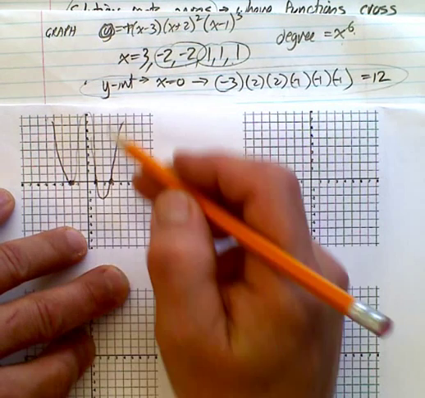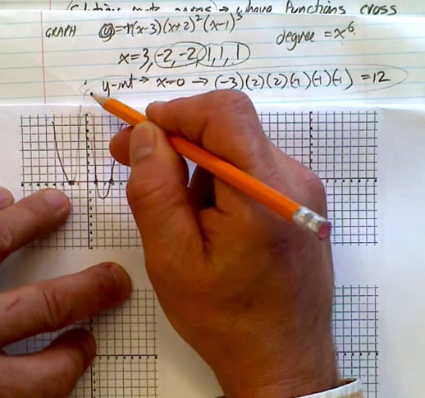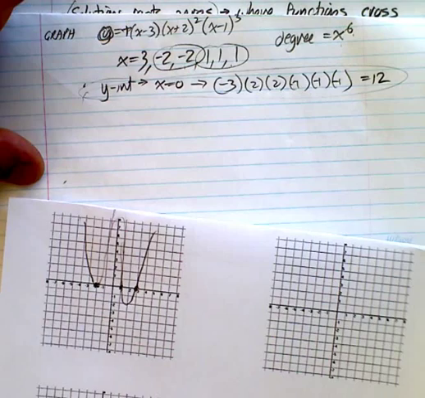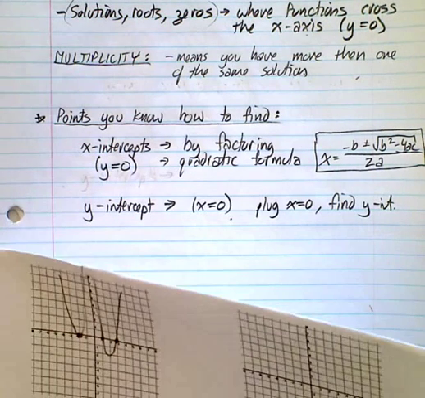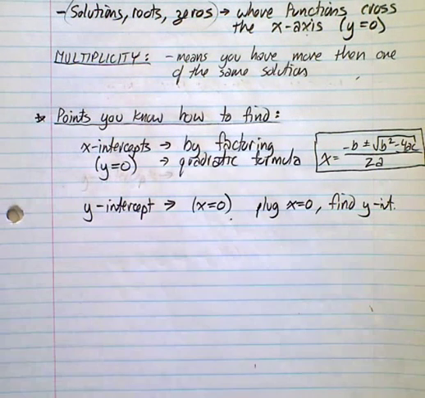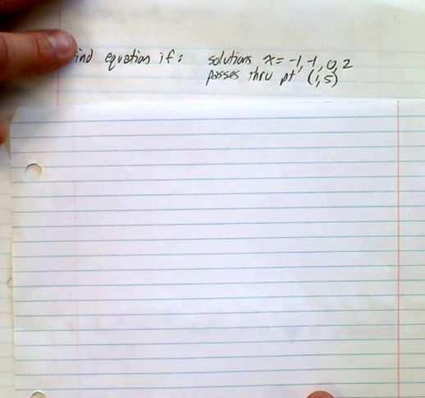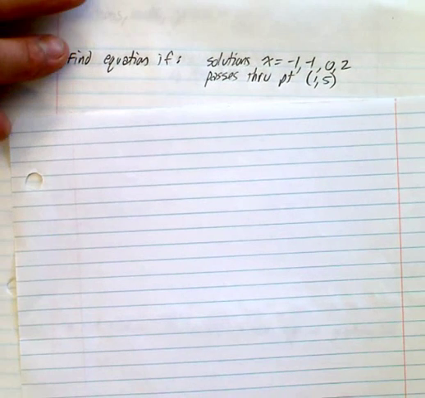And then I can't really graph it because my graph's too small, but you get the picture. So that's, ladies and gentlemen, how we graph polynomial functions, and you will be asked to do a couple of other things as well. So first of all, let's look at this one. How do I find an equation if my solutions are x equals -1, -1, 0, and 2?